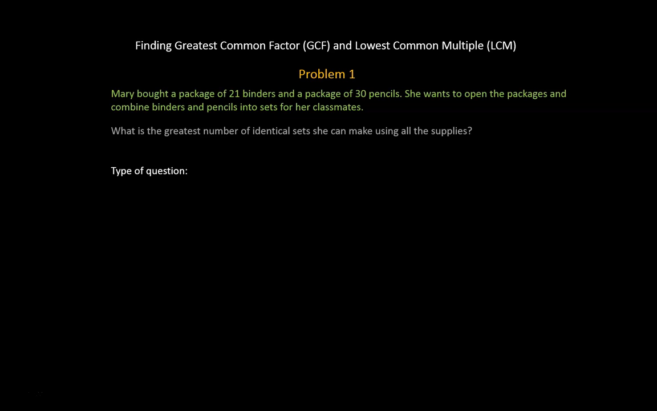What type of question is this? Is it a greatest common factor problem or a lowest common multiple problem? A clue is in the word greatest. This suggests that we're looking for the greatest common factor. So we're looking at numbers 21 and 30. We'll do the factor tree method. 3 and 7 for 21, 3 and 10 for 30. The 3s are common, and there is nothing in common between 7 and 10. So 3 is our greatest common factor.